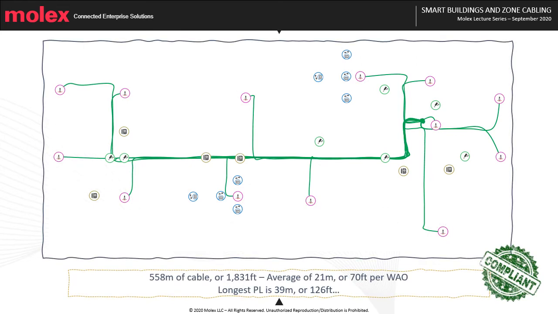In the end, we have a total of 558 meters of cable or 1,831 feet, which is an average of 21 meters or 70 feet on average per work area outlet. Our longest PL is 39 meters or 126 feet. Our design is standard compliant.